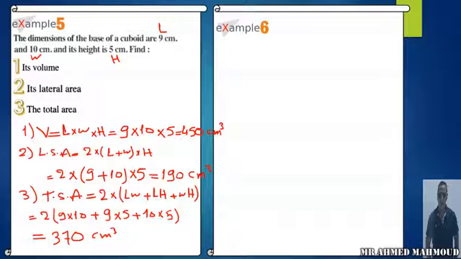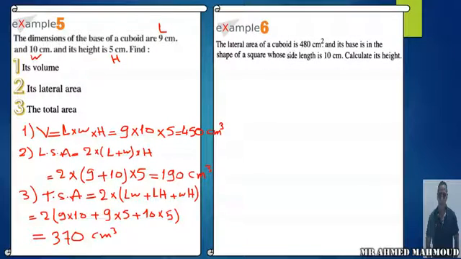The next example. Here we have example 6. If the lateral area of a cuboid equals 480 and its base is a square. First, I need to describe the meaning of the base being a square. Okay. Here we have the shape of the cuboid like this.